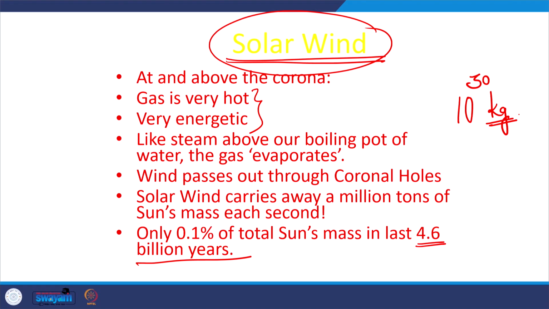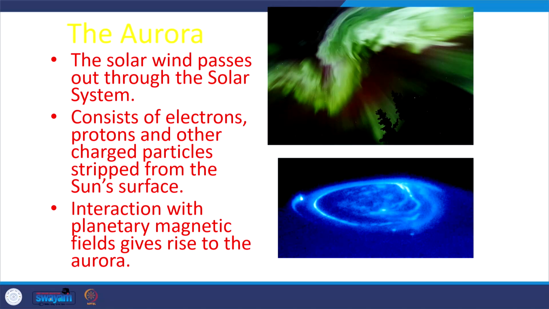Okay, you can do this simple calculation where you consider 1 million tons of mass escaping for every second. You multiply that number to reach 4.6 billion years, 4.6 billion years into number of days, into number of hours, into number of seconds, multiply with 1 million tons, you will realize that only 0.1% of the total solar mass has been able to escape the sun's gravitational pull over the past 4.6 billion years.